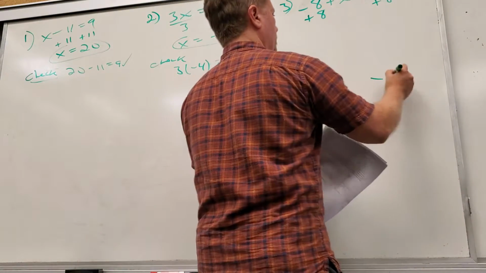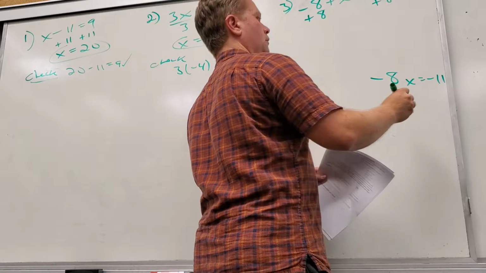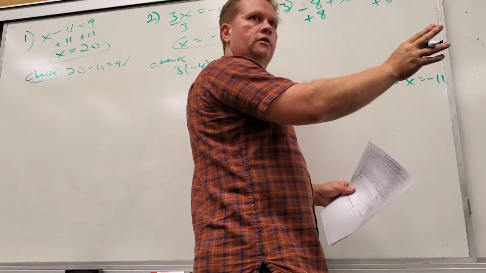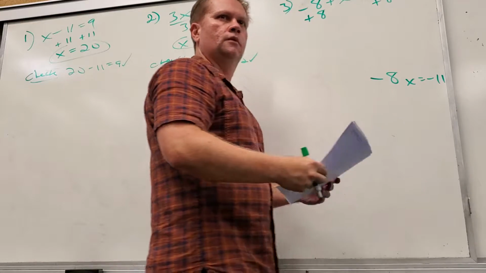But if it was this, what would I do? Divide by -8. Divide by -8, no question. Because it's multiplication, I'm going to divide by that thing.